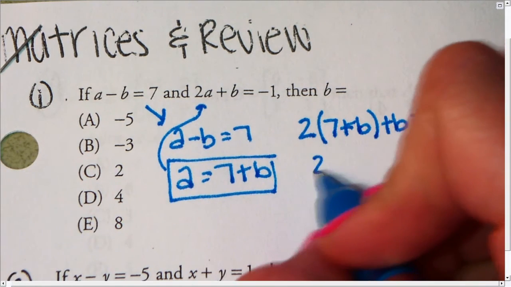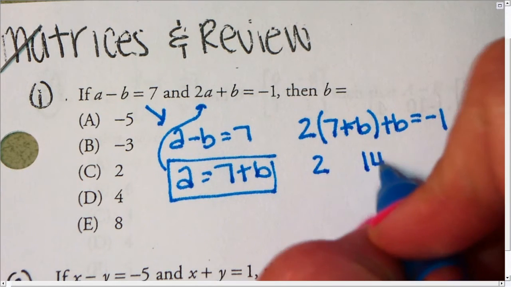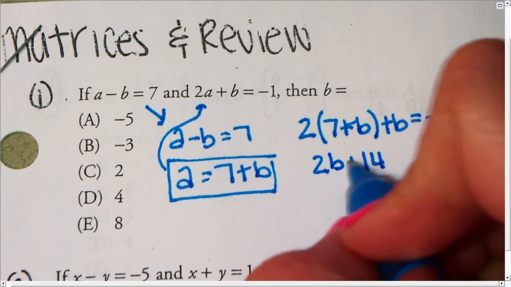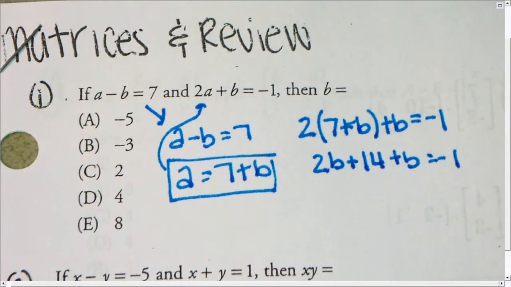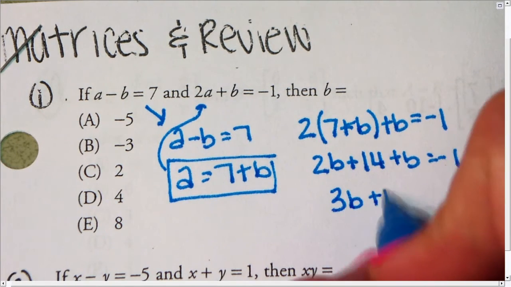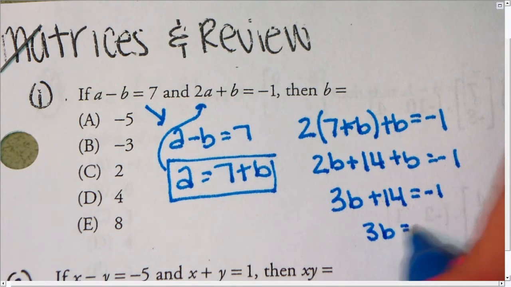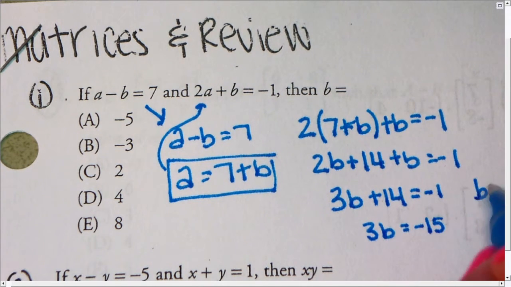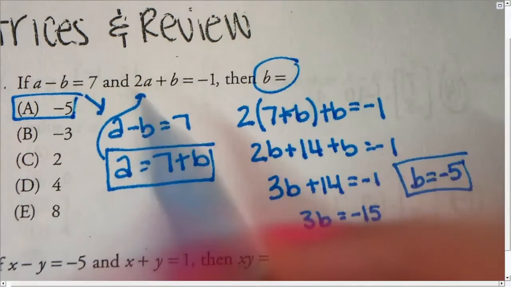Distributing, I get 2 times 7 is 14. I'll just move it down here. 2 times b is 2b, plus 1b equals negative 1. So as I add, I get 2b plus 1b is 3b plus 14 equals negative 1. Subtracting 14, I get 3b equals negative 15. So b is negative 5. And in this problem, I actually don't care about what a is. It just wants to know what the value of b is. So the correct answer is A.